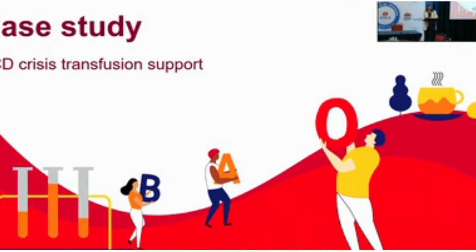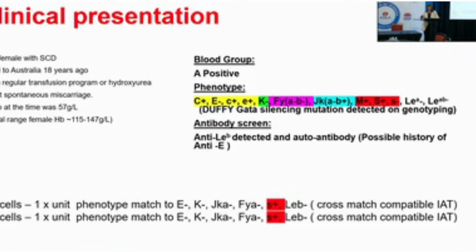So we're going to look at a case study where we supplied blood for a patient. A 35-year-old female with known sickle cell disease came into one of the local hospitals. She moved to Australia 18 years ago and was known with sickle cell, but on no treatment, not on hydroxyurea, not on regular transfusions, and she had a recent spontaneous miscarriage and presented to the hospital with a hemoglobin of 57. I've indicated the normal range there, I'm sure you're all aware.